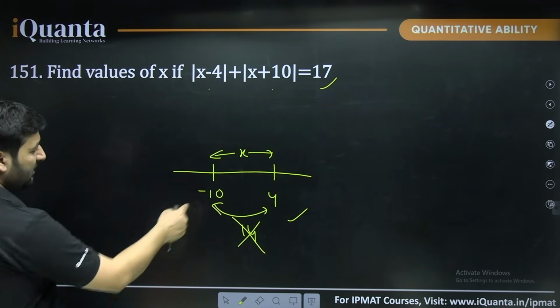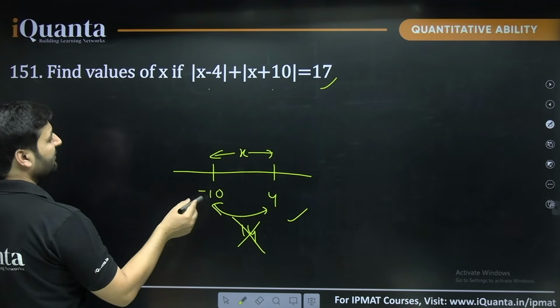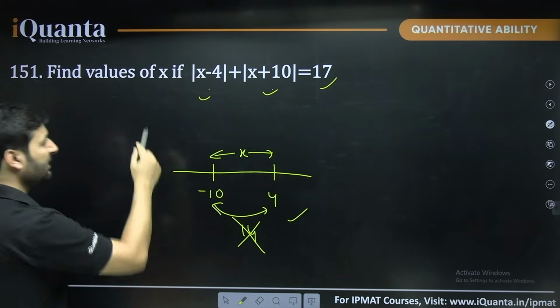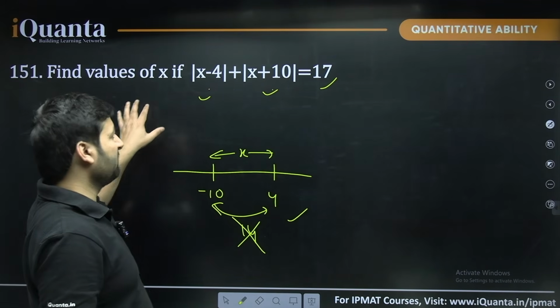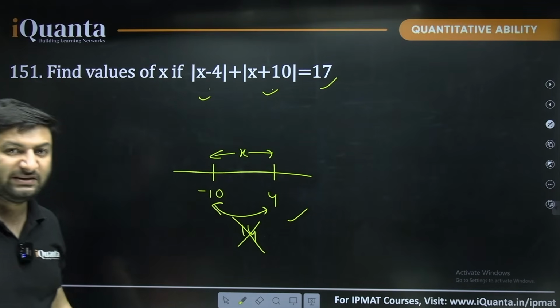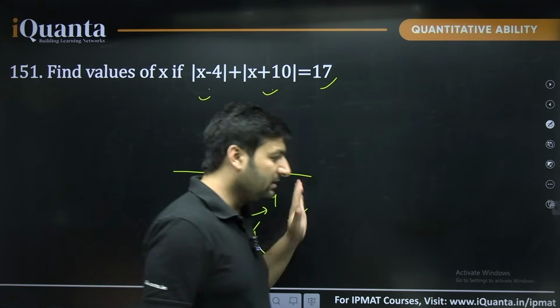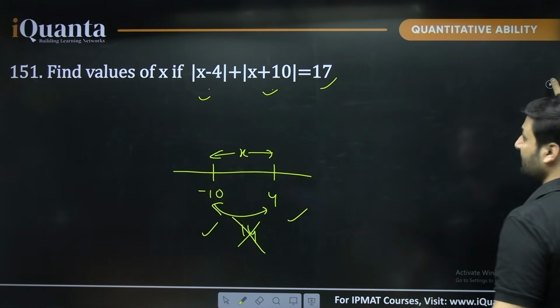And similarly, you take the region less than minus 10. So, put any value less than minus 10, say minus 12. This will be opening with negative, this will be opening with negative. There will be an equation formed, right? And that has to be taken equal to 17. Whatever is the value of x, if it is less than minus 10, then you will accept it, otherwise you will not accept it. I hope you can do this question by yourself. Okay, this is an easy one.